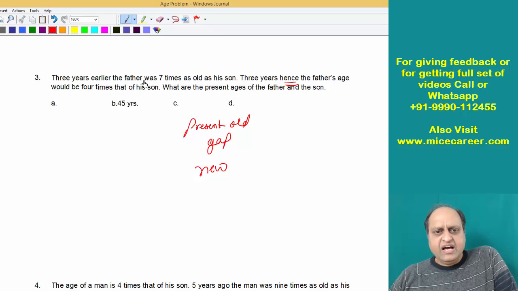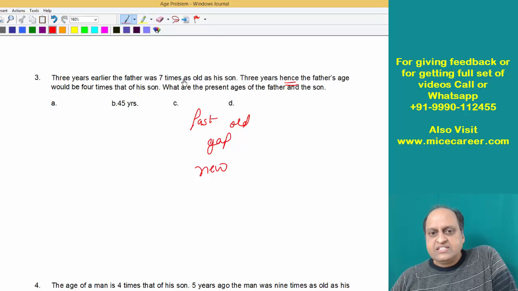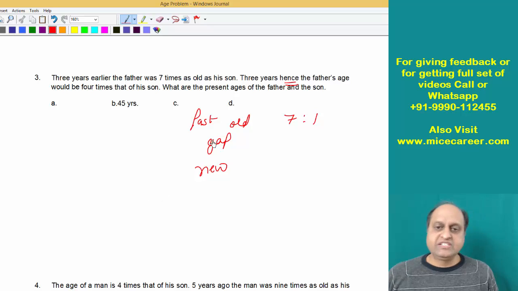3 years earlier. The present is not old. The present is past. 3 years earlier, the father was 7 times as old as his son. 7:1. Father and son, the ratio is 7:1.